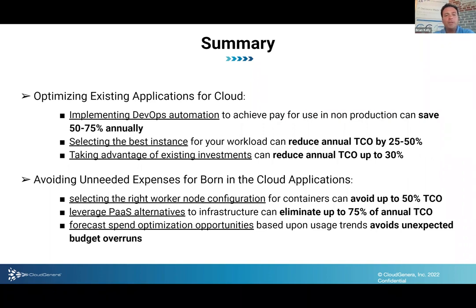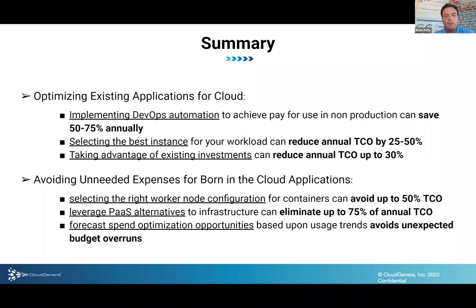Second, we talked about avoiding unneeded expenses for born in the cloud applications. And the first use case we talked about is the container use case, where selecting the right worker node configuration can have real measurable impact on your expenditures associated with containers. In fact, using proactive cost planning techniques to ensure that based upon the scale and the capacity you need, you are sized appropriately, can avoid up to 50% total cost of ownership.